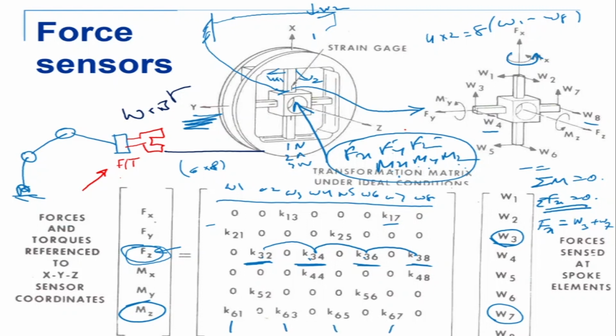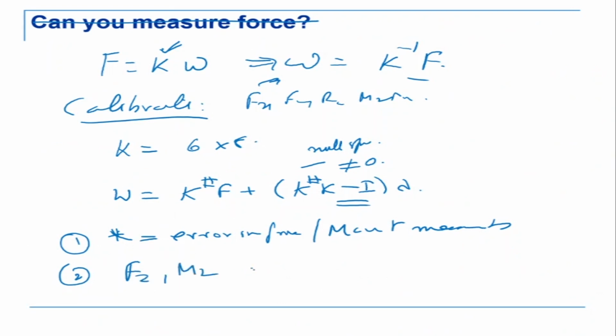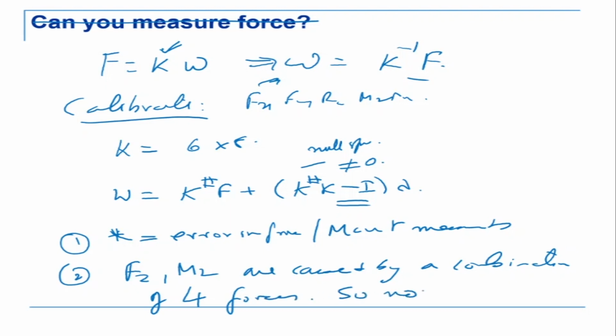Similarly for Mz, there is a combination of 4 elements here. Now unlike Fx, Fy, in Fx there are only 2 elements. So when you're writing this equation, there are only 2 of them. Fx is equal to W3 plus W7. So this can be resolved. But the moment there are 4 elements here, any combination of these elements can give you the same Fz. And that happens because this matrix is a non-square matrix. The other thing to note is that Fz and Mz are caused by a combination of 4 forces. So no unique solution.